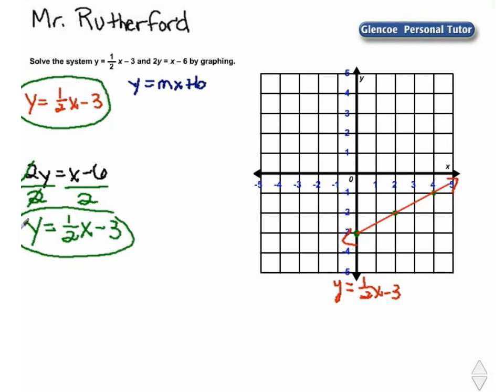Now our second equation is the same because we rewrote it into slope-intercept form. So this line would lie directly on top of our first line. So because of this, our solution to this system of equations is going to be infinitely many solutions.